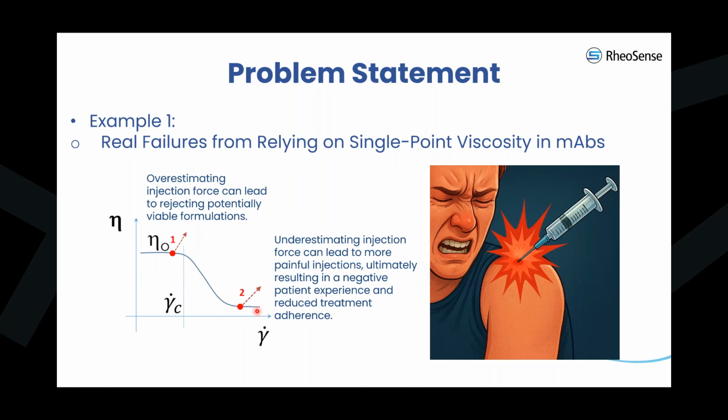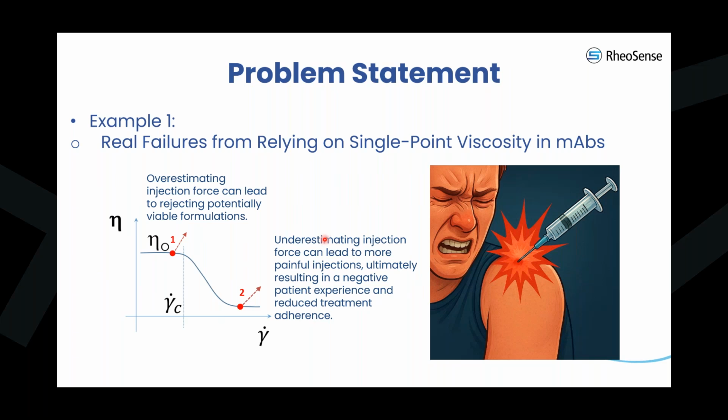Now let's flip the scenario. What if you only measure viscosity at higher shear rates, say 0.2 on this graph, and ignore how the fluid behaves at lower shear? In this case, you could underestimate the injection force. And what happens then? The device might not be optimized. The injection could be too slow, or it could be too forceful, and the patient might experience pain or discomfort.